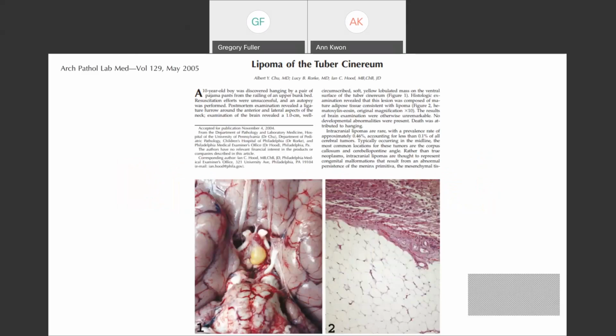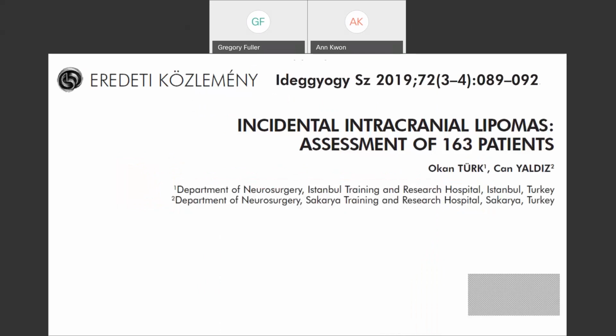Here's Archives of Pathology and Laboratory Medicine, 2019, and you can see the beautiful example here in the panel on the left. Fat on the right is the histology. This is a great paper, Incidental Intracranial Lipomas, 163 patients. The authors argue in their abstract and introduction that this is the largest series of incidental lipomas in the literature, so it should be published. And I agree, that's cool.